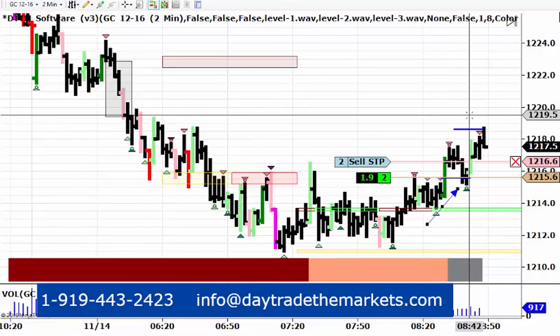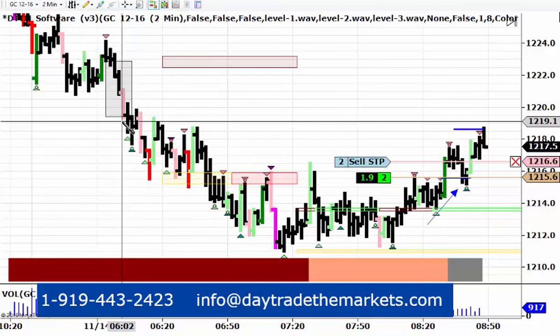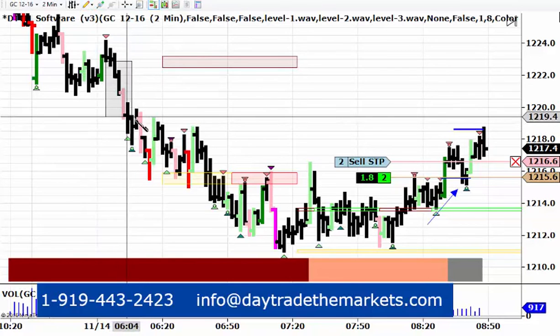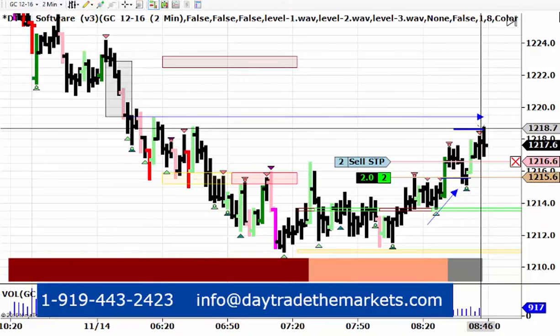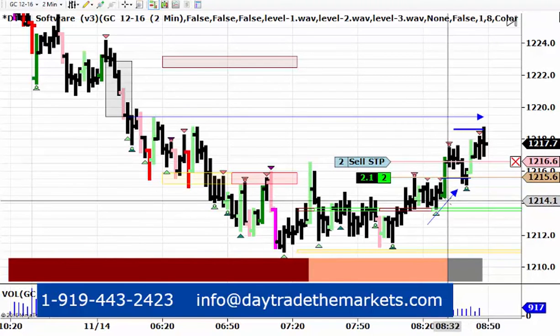continue to rally. Now we know that there's likely going to be resistance up in here, and that's why we went ahead and had our order just below this level here, which is at 1219.50. We could get a bit of a pullback here, but we've tightened up our stop to $1 profit on the second half.